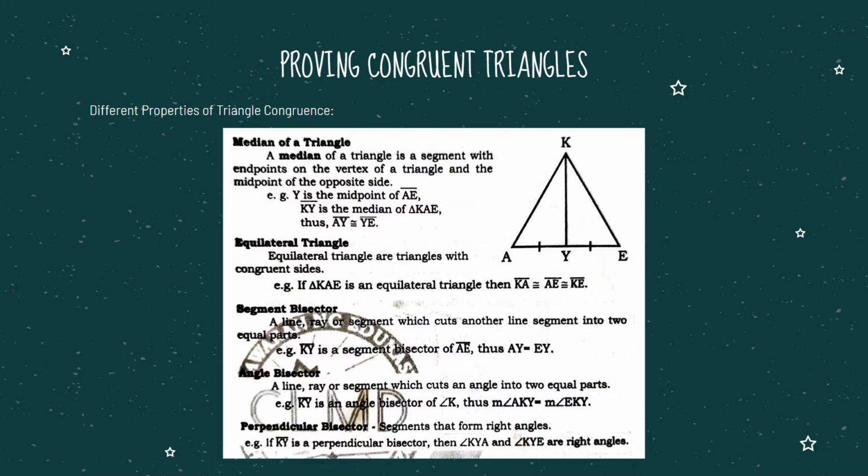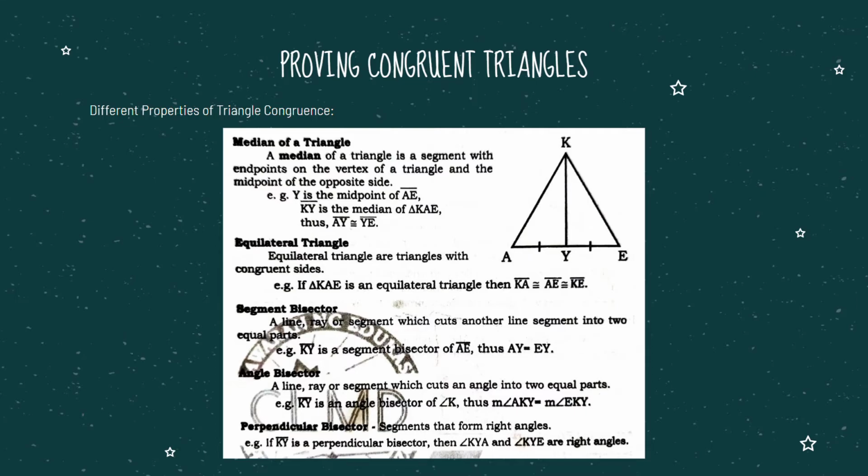Next, we have the angle bisector, a line, ray, or segment which cuts an angle into two equal parts. For example, line segment KY is an angle bisector of angle K. Thus, measure of angle AKY is equal to the measure of angle EKY.